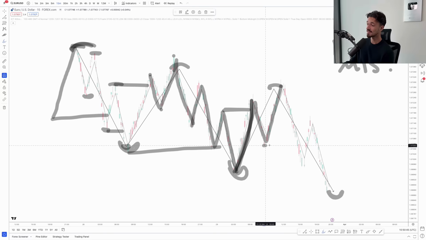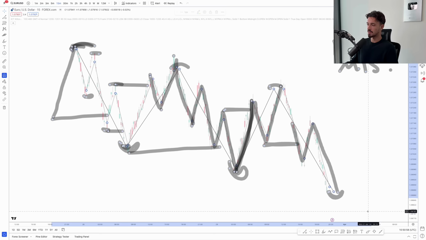And then it shifts again. The 15-minute shifts from bullish to bearish. What does that mean? It means that it's time for the 4-hour time frame to continue trading lower. So I apologize if that confused you. It is obviously a little bit more on the advanced side, but it is actually pretty simple.